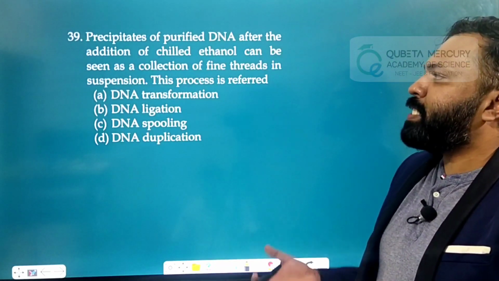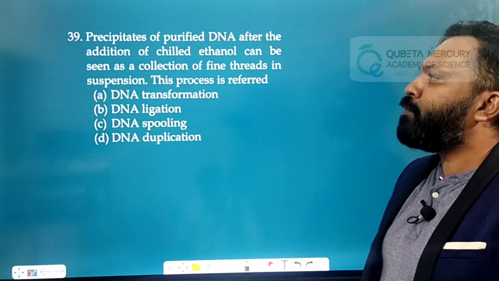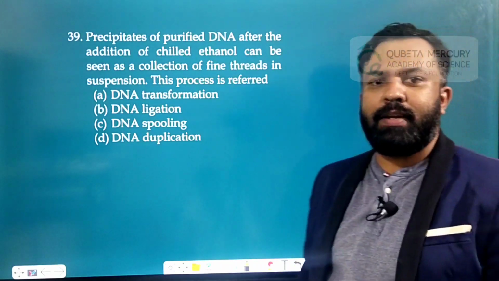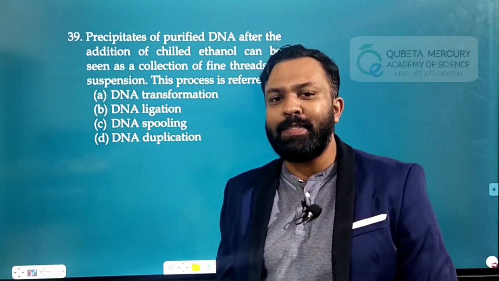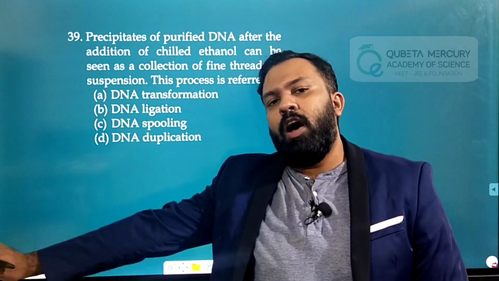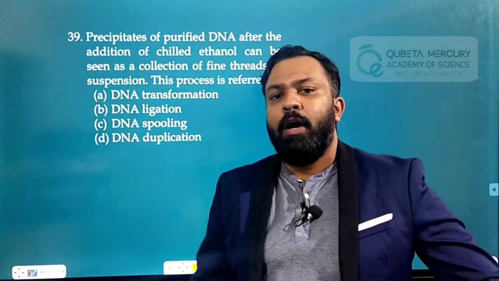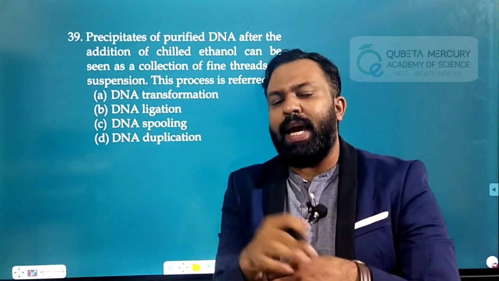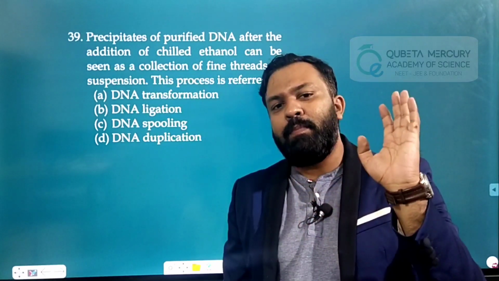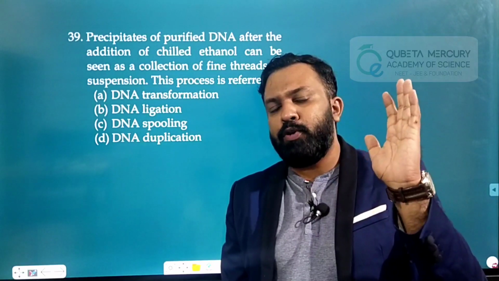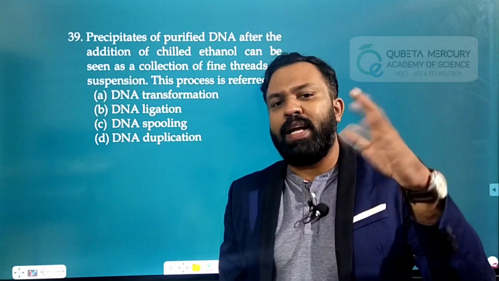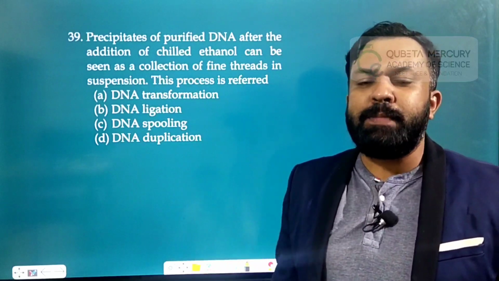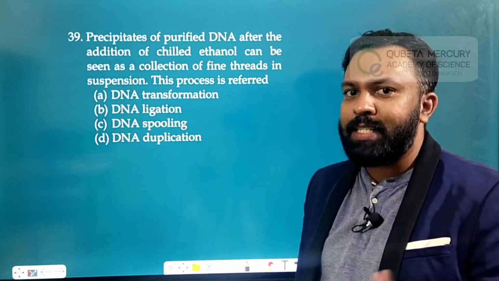39th question. Precipitates of purified DNA after the addition of chilled ethanol can be seen as a collection of fine threads in the suspension. Chapter Biotechnology Principles and Processes, DNA Isolation. By the removal of cell walls, the protoplast can be obtained. By grinding those protoplasts using mortar and pestle, a mixture paste can be obtained. From the mixture, the RNA can be removed by ribonucleases, protein with the proteases, lipids with the lipases, carbohydrates with the amylases. At last the DNA alone will remain at the bottom of the test tube. That can be precipitated using the chilled ethanol, right, as a precipitating agent.